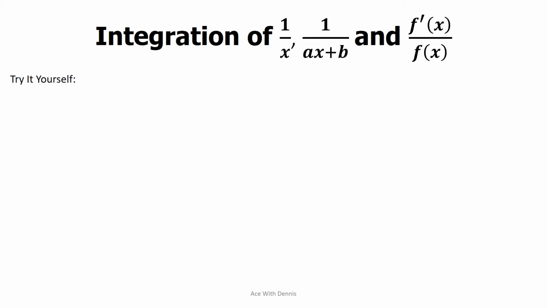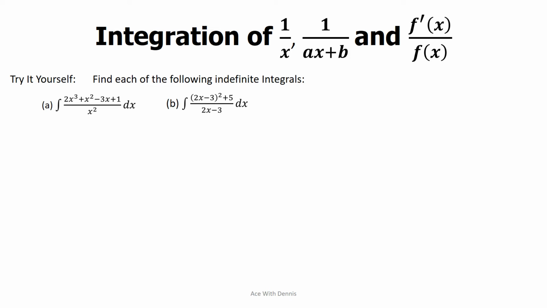Now, you can try this example yourself. Find each of the following indefinite integrals. A. Integration of 2x cubed plus x squared minus 3x plus 1 over x squared dx. B. Integration of 2x minus 3 squared plus 5 over 2x minus 3 dx. C. Integration of tangent x dx. You can pause the video and try to solve it yourself.